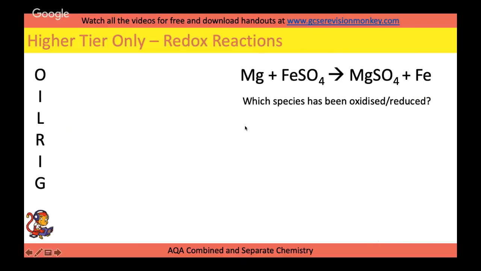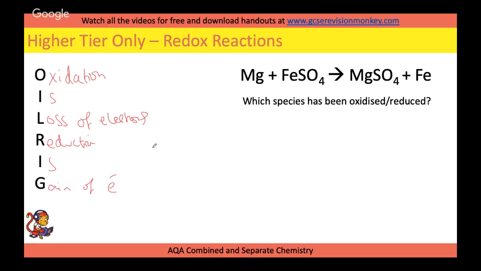Moving on, redox reactions. This is all to do with OIL RIG and loss and gain of electrons. So oxidation is loss of electrons, and reduction is gain of electrons. I'm just doing e for electrons. So there's 2 different definitions in chemistry. Oxidation can mean the gain of oxygen, and reduction can mean the loss of oxygen. But if it's in terms of electrons, oxidation is loss and reduction is gain of electrons.